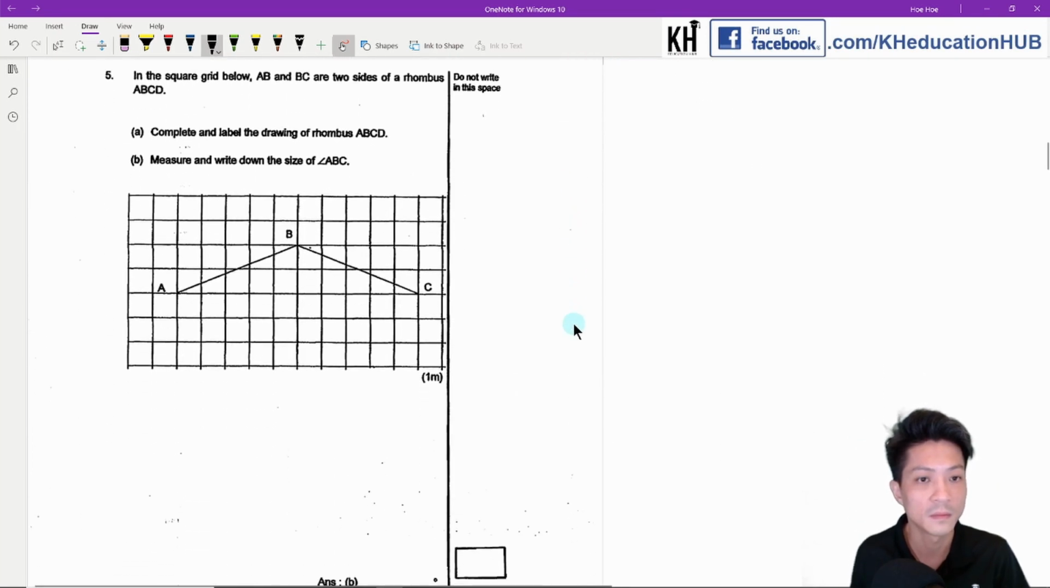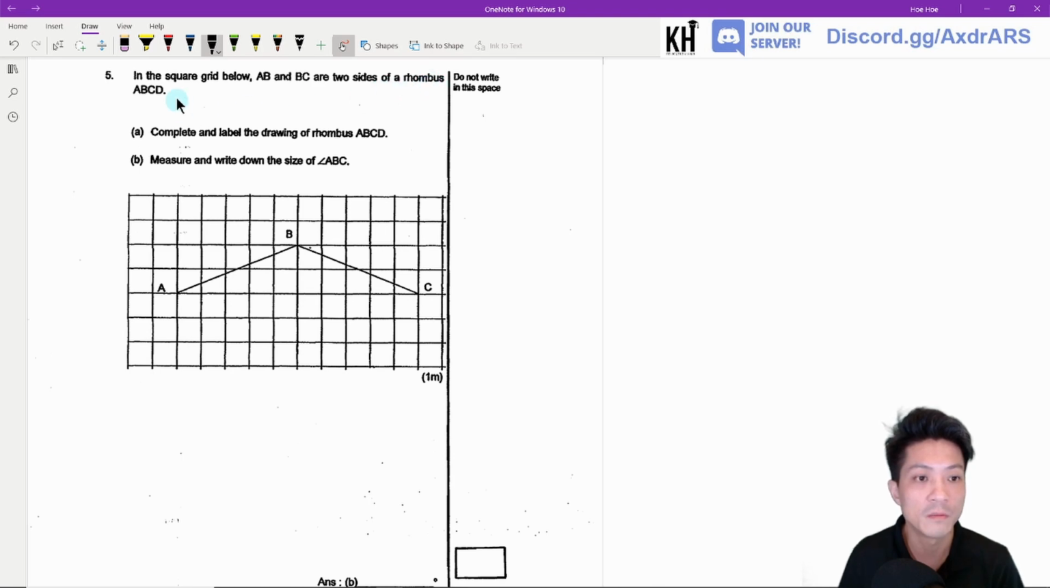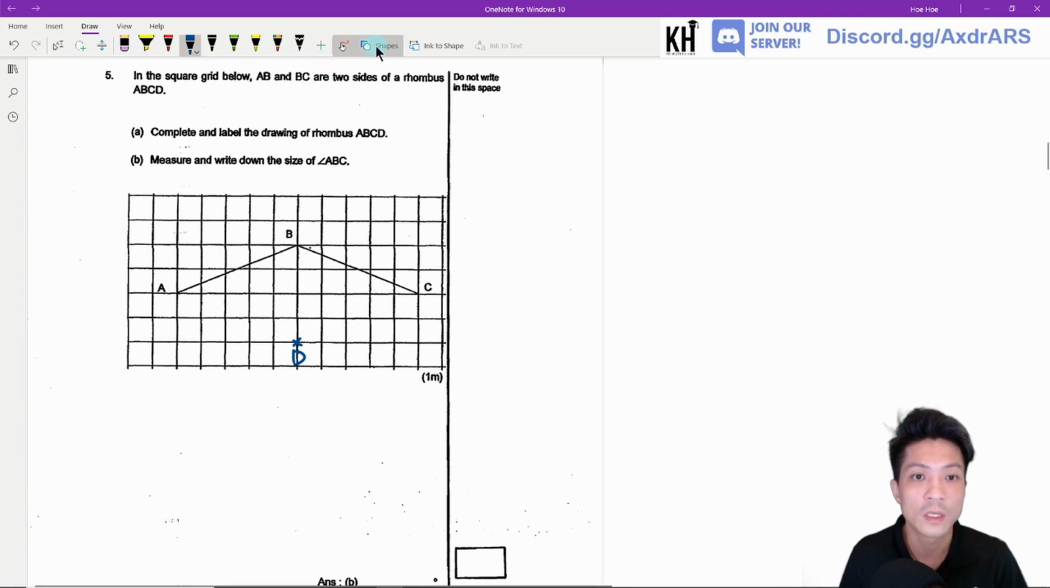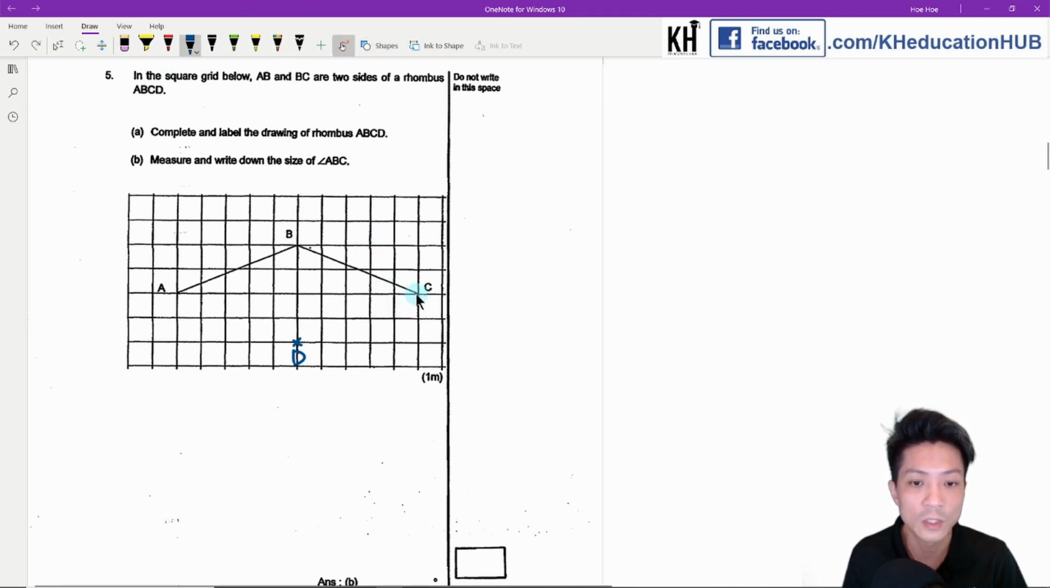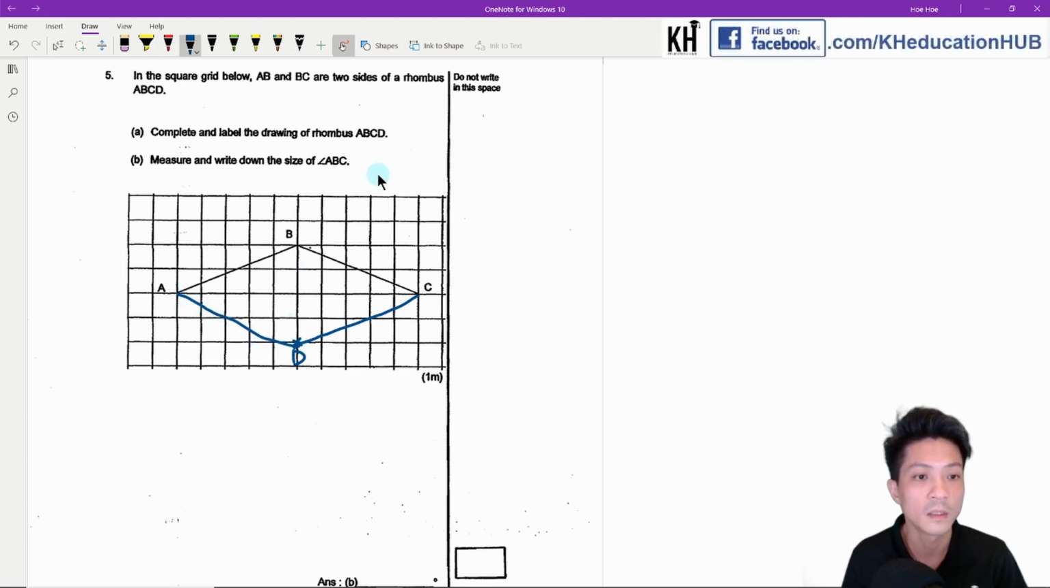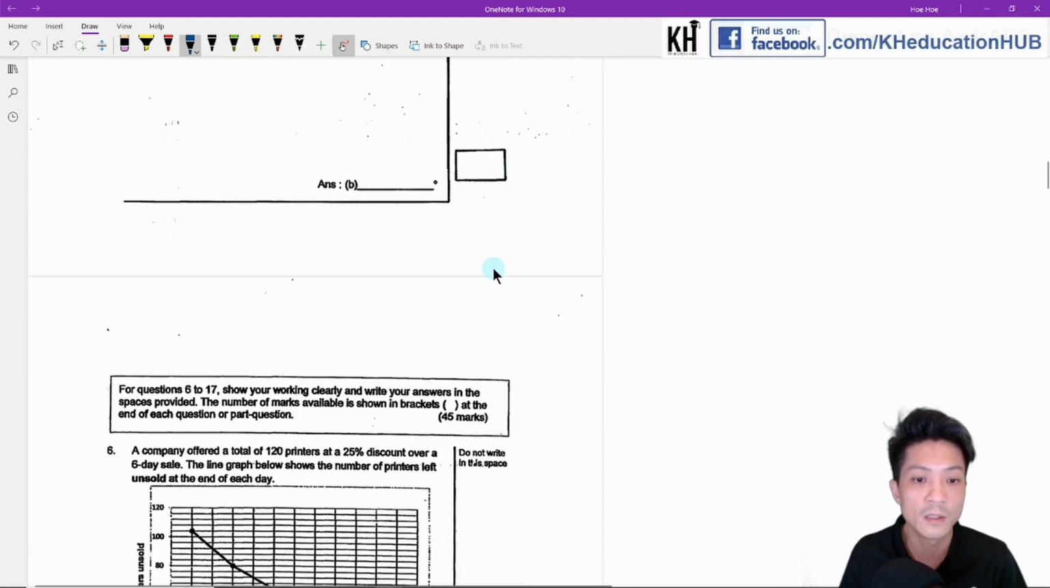Okay, question 5. The square grid below, AB and BC are two sides of a rhombus. Okay, complete and label the drawing of rhombus ABCD. Okay, ABCD, D should be right here. So I'm going to try and draw a line from here. Okay, this doesn't snap that well. Just going to try and use freehand. If you're doing it on a piece of paper, you will have a ruler and you'll be able to draw it properly. Okay, so I'm going to skip part B because I'm not going to measure the size of the angle correctly over here.